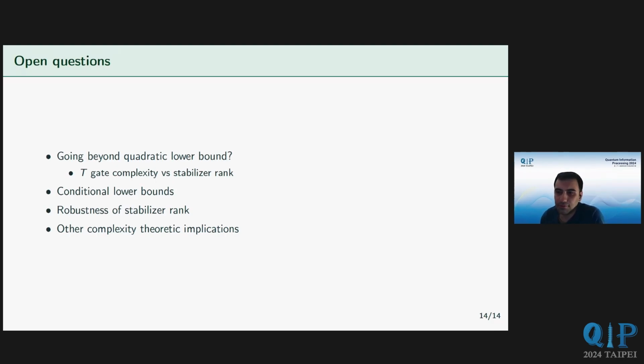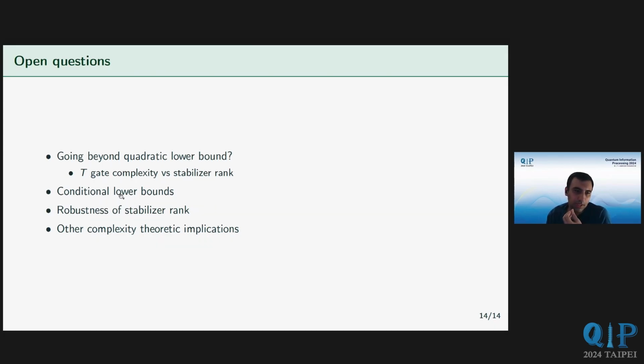Now I want to conclude with some possible future directions. The first and most obvious one is if we can go beyond the quadratic lower bound. And if we want to apply our approach, we need to analyze the T-gate complexity and stabilizer rank of some distribution. And for the Haar measure, we almost have the optimal quantities for these two measures. So you need to use more structured distributions to get something better than quadratic lower bound.